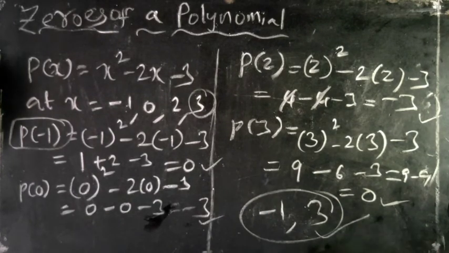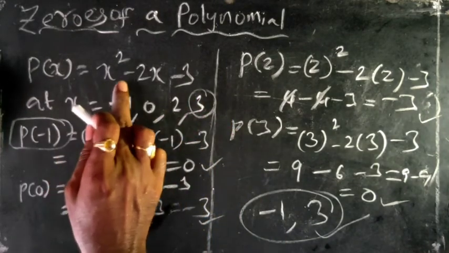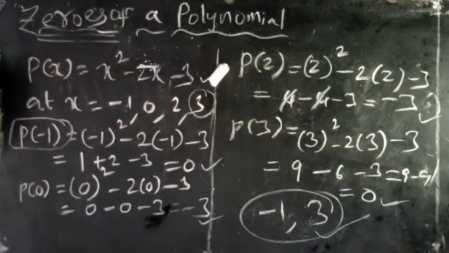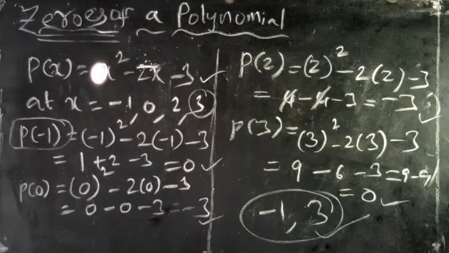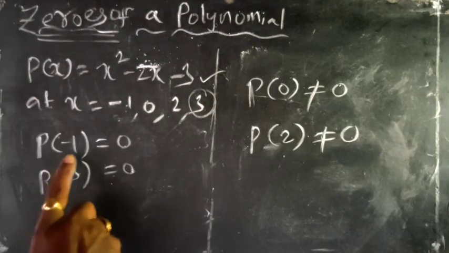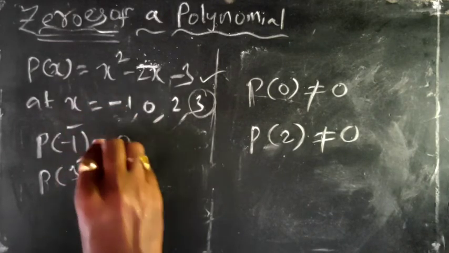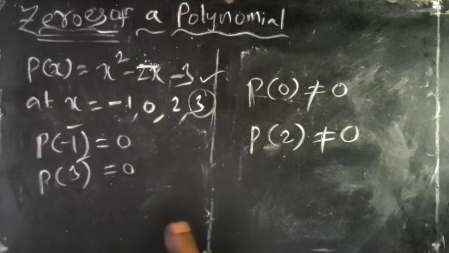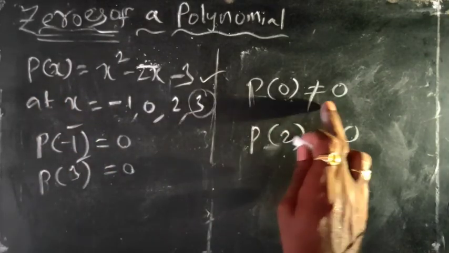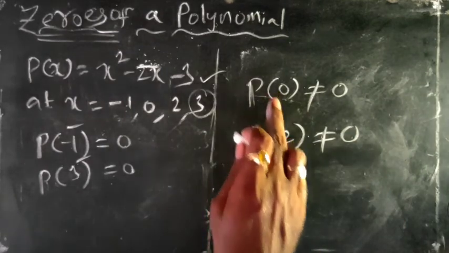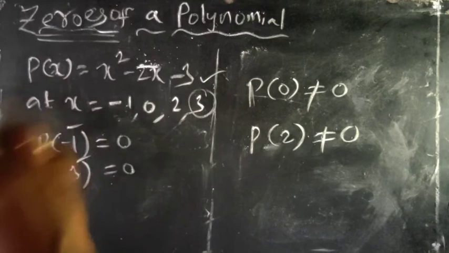These we call as zeros of the polynomial p of x is equal to x square minus 2x minus 3. We call those as zeros of a polynomial. Is it clear? So here p of minus 1 is equal to 0, p of 3 is equal to 0. So minus 1 comma 3 are called zeros of the polynomial p of x. As p of 0 is not equal to 0 and p of 2 is not equal to 0, so 0 comma 2 are not zeros of the polynomial p of x.